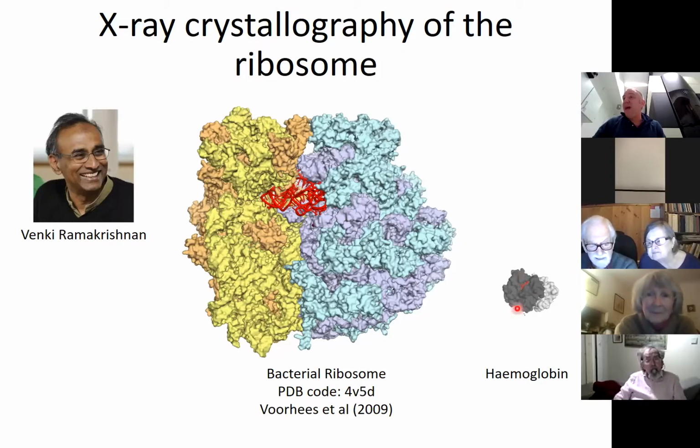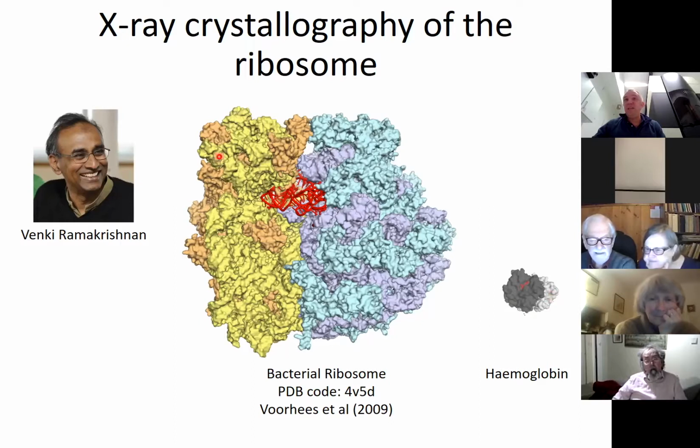You can see it compared with the size of hemoglobin, so it's much, much bigger. Now, the ribosome is the complex in the cell that generates all the other proteins. It reads the genetic code, generates proteins, and is sort of essential for creating all of the machinery that's needed for the cell to survive.